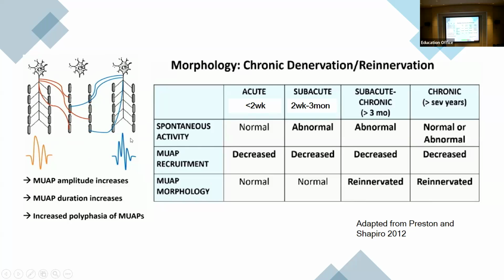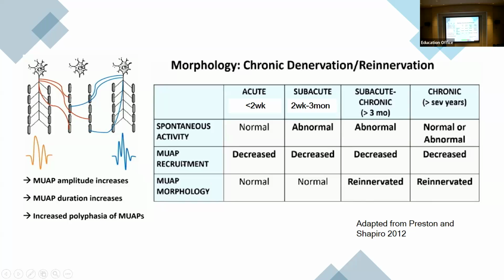So with this re-innervation, with more muscle fibers controlled by the motor neurons, you're going to see the motor unit action potential amplitude increase. You're going to see it is very tall, and the duration is going to increase because it innervates more muscle fibers, and they may not depolarize at the same time. So you're going to see different phases. We call it increased polyphasia.